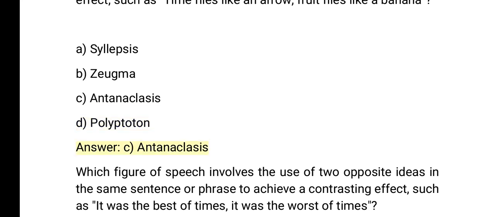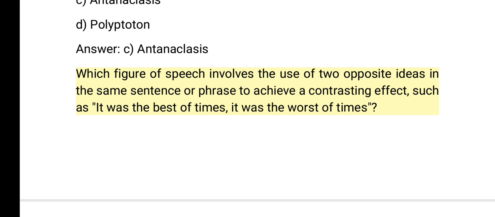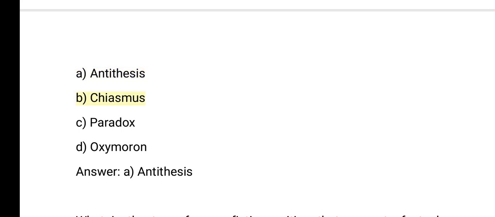Antanaclasis. Which figure of speech involves the use of two opposite ideas in the same sentence or phrase to achieve a contrasting effect, such as, it was the best of times, it was the worst of times? A. Antithesis. B. Chiasmus. C. Paradox. D. Oxymoron. Answer: A.